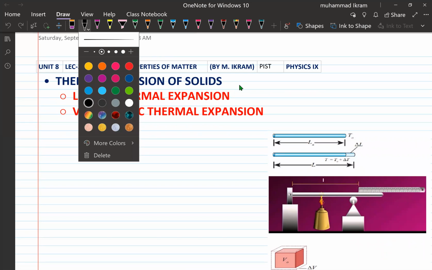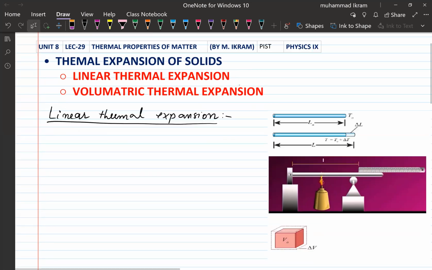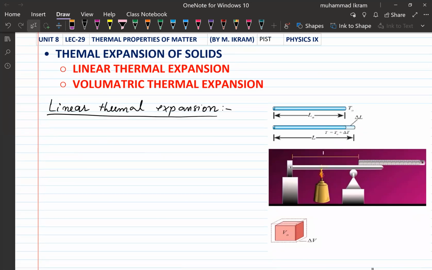The first topic is thermal expansion, the linear thermal expansion of solids. So what is the linear thermal expansion?